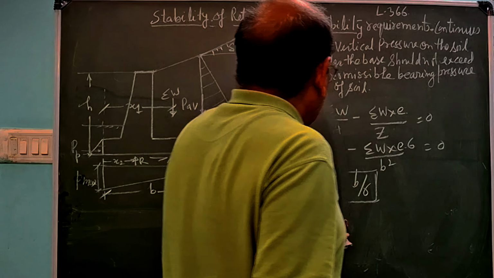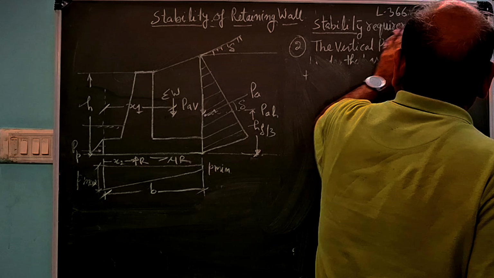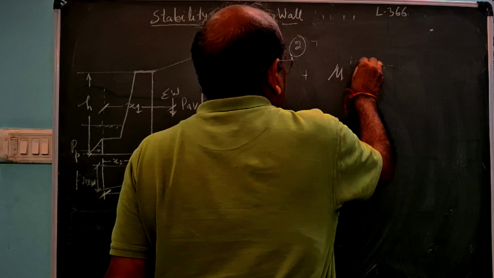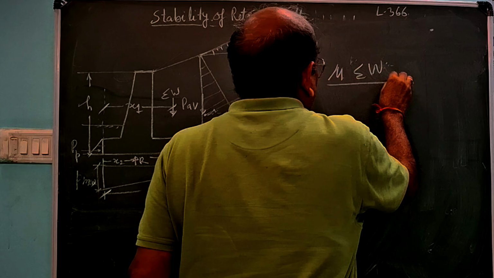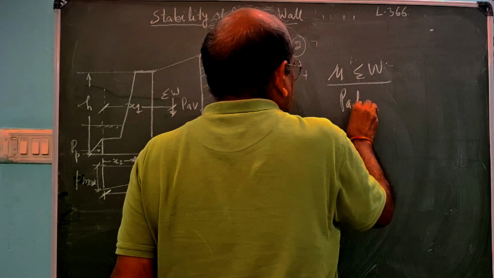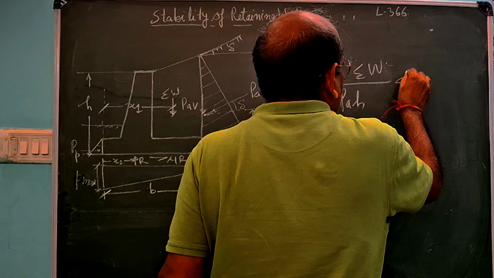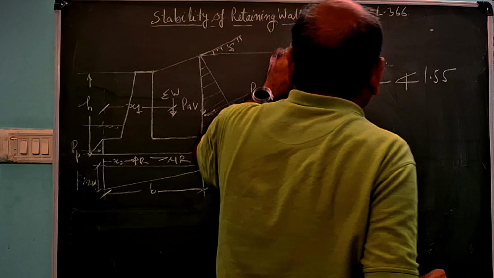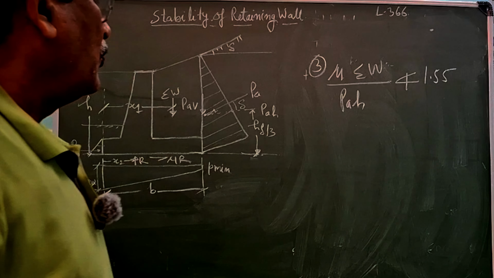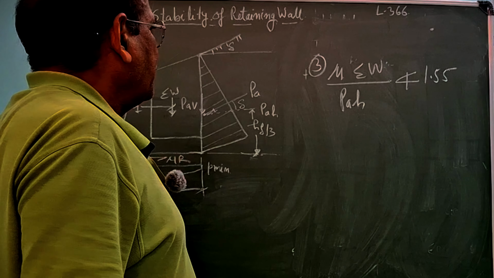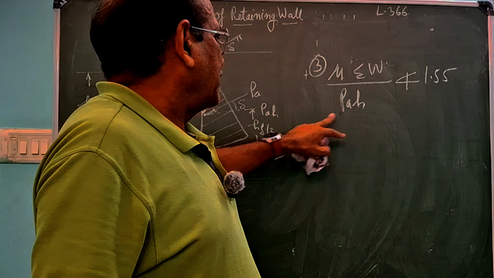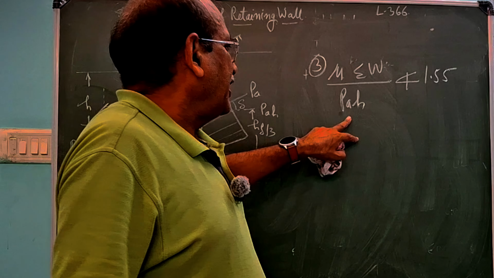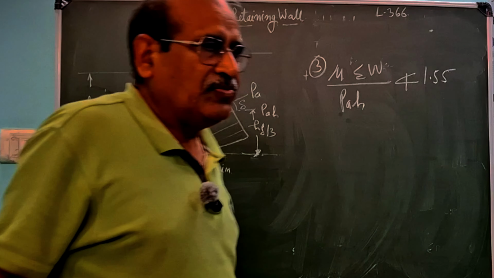And thirdly, the resisting frictional force, that is sigma mu W divided by PAH, should not be less than 1.55. This is the third equation, against sliding, that is against this friction. So mu sigma W divided by PH, the factor of safety, should not be less than 1.55.